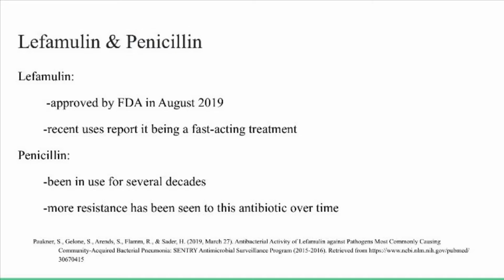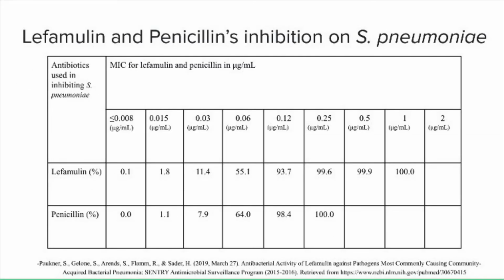resistance to this antibiotic. To compare these two antibiotics, they were used on approximately 4,000 isolates of Streptococcus pneumoniae in a 2015 to 2016 study. MIC refers to minimum inhibitory concentration, or the amount of the antibiotic needed to fully inhibit the organism. The data in this study shows how similar lefamulin and penicillin were in treating community-acquired pneumonia by having close numbers to fully inhibit the organisms.